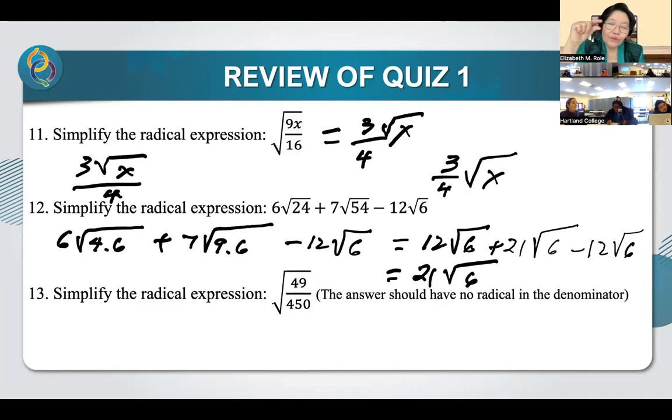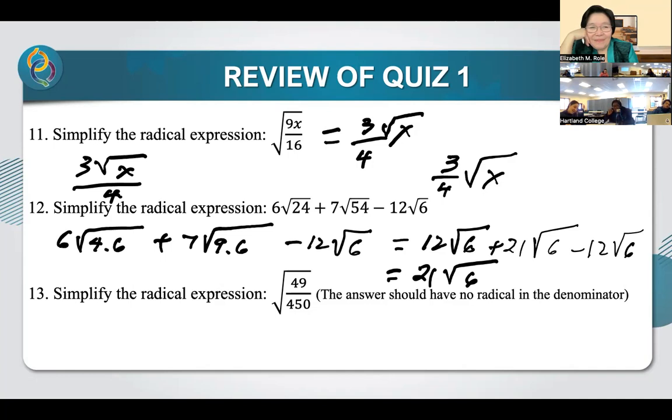I think some of you started correctly, but in getting the square root and multiplying by the value outside of the square root sign, you had a little problem there. But I am happy that most of you started correctly, where you changed 24 to 4 times 6, and 54 to 9 times 6. So your answer is 21 square root of 6.